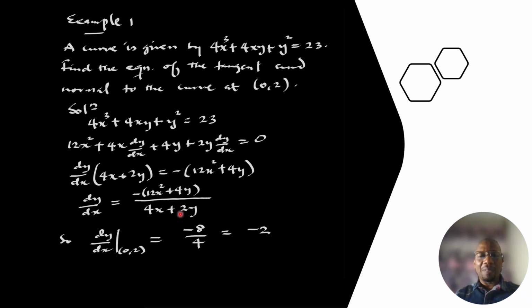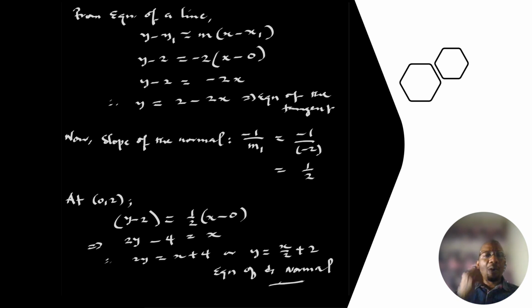We have dy/dx to be this. Recall the way we solve implicit functions. So at the point (0, 2), we have dy/dx to be -8/4, that is -2. Now, mind you, this is not the end of this. We have the equation of a line, where we have m equals -2. This is what we got before, and m equals -2 gives us this.